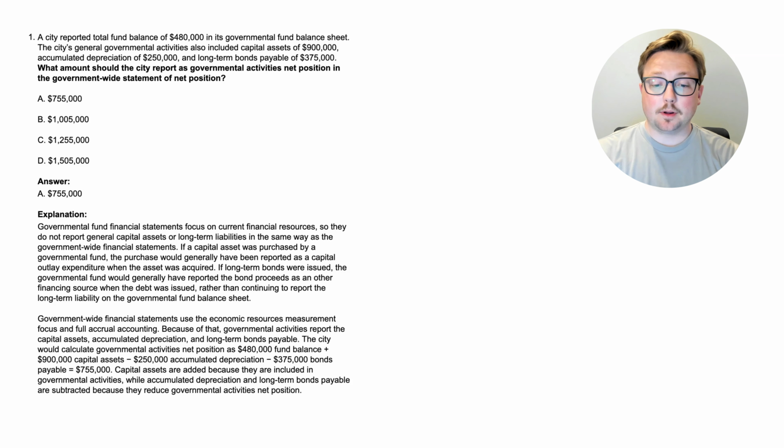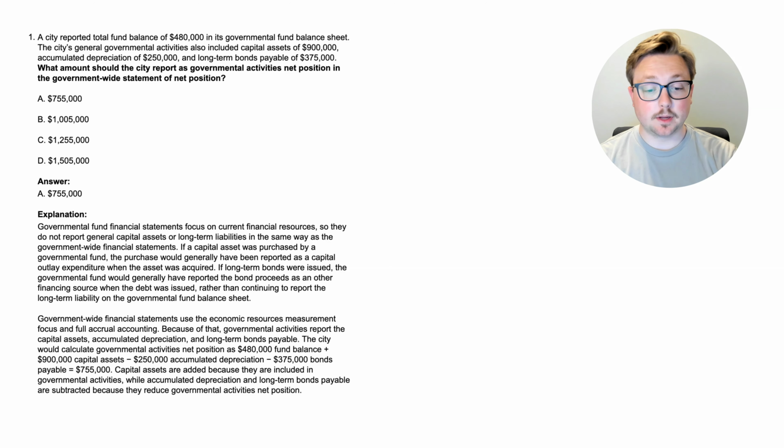Capital assets are added because they are included in governmental activities, while accumulated depreciation and long-term bonds payable are subtracted because they reduce governmental activities net position. So again, we're trying to get from fund balance to governmental activities net position. And you can see there we started with the fund balance and then added and subtracted some things that weren't originally in the fund balance but needed to be in the net position. So we learned a little bit there. Now let's go to the next question.